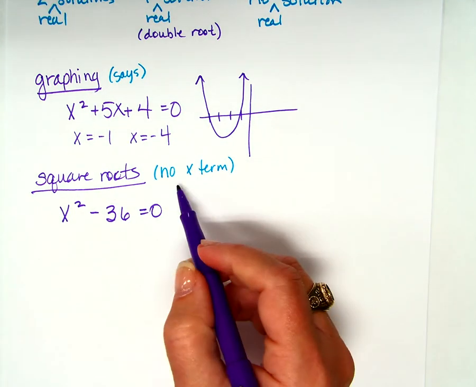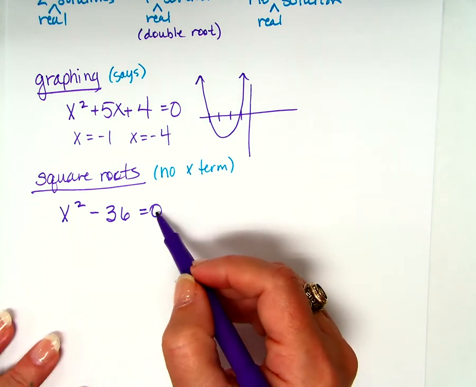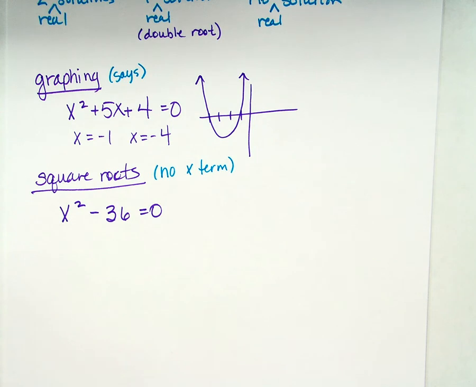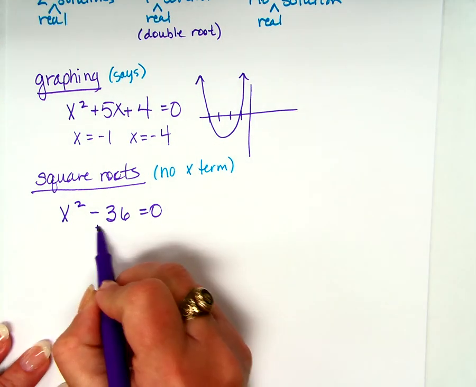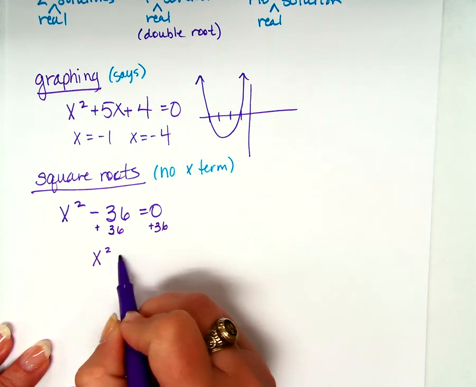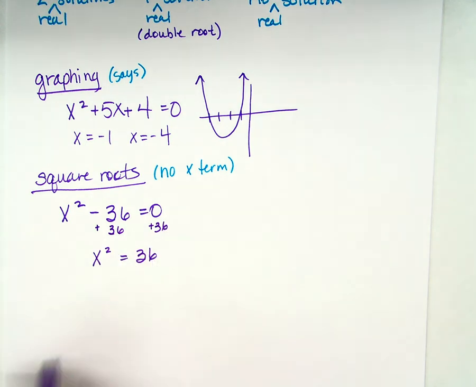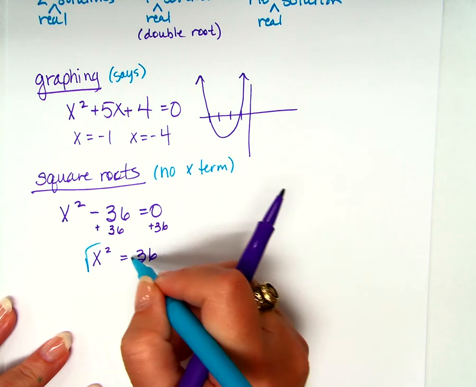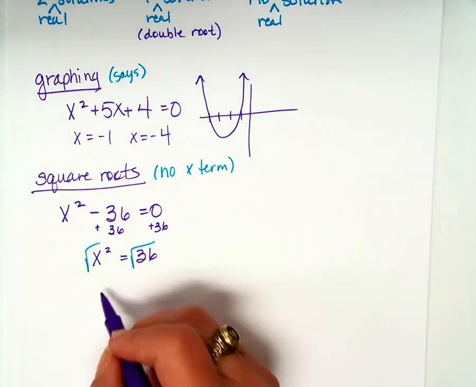Well, if there's no x term, instead of getting it equal to 0, what if we just got the squared term on one side and the constant on the other? What if I did that? So what if I added 36 to both sides? X squared equals 36. How do I undo a squared? So if I take the square root of both sides, what do I get?